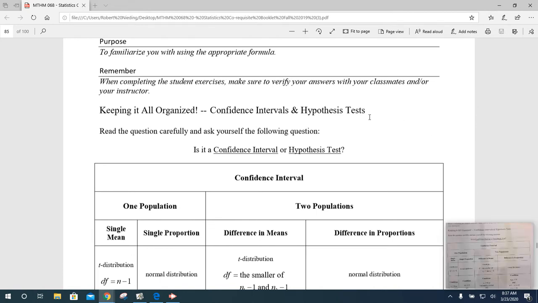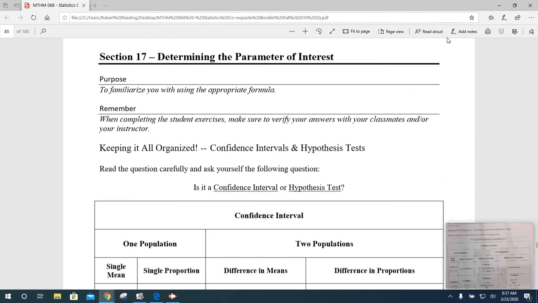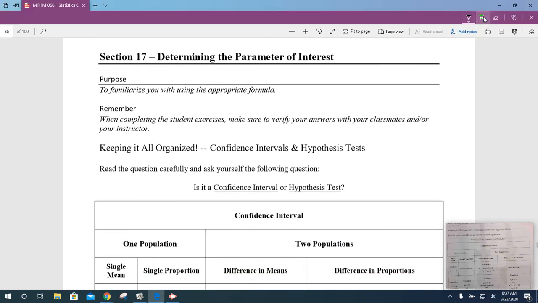So we're in chapter 17, and in chapter 17, we need to talk a little bit about what it means to be a parameter of interest and how to determine if we're doing a confidence interval or if we're doing a hypothesis test. That's really the goal here in this particular section.